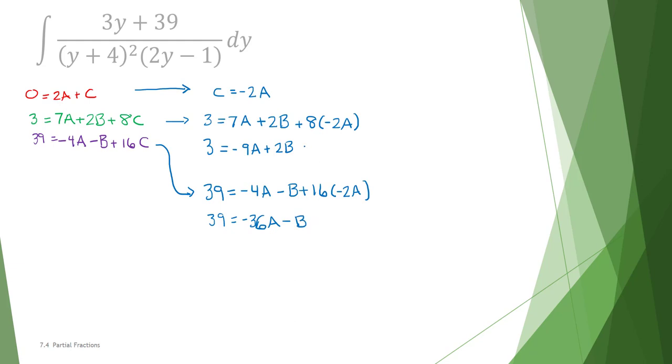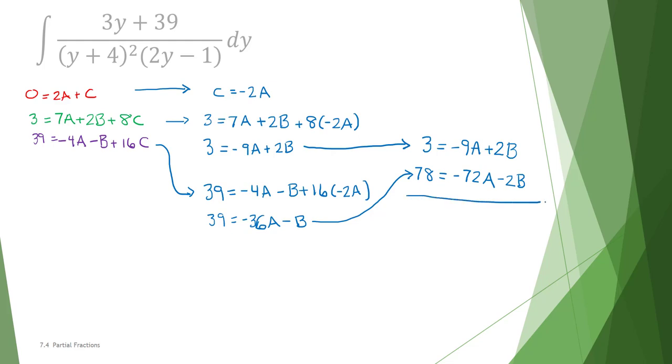Now I'm going to eliminate B from these two equations. So this equation is 3 = -9A + 2B. I'm going to take the other equation and multiply both sides by 2. So we get 78 = -72A - 2B. Now, if I add these equations together, the B's will cancel. So we have 81 = -81A and no B's.